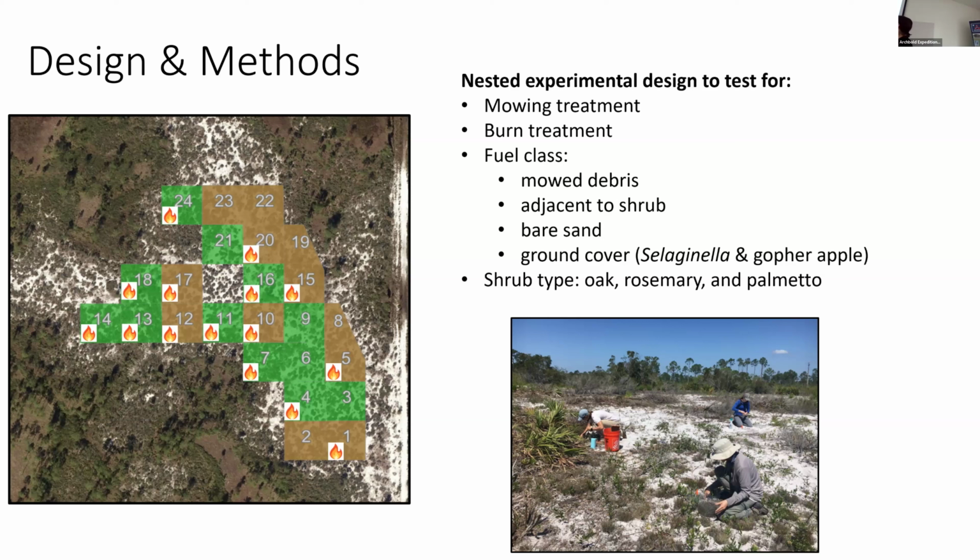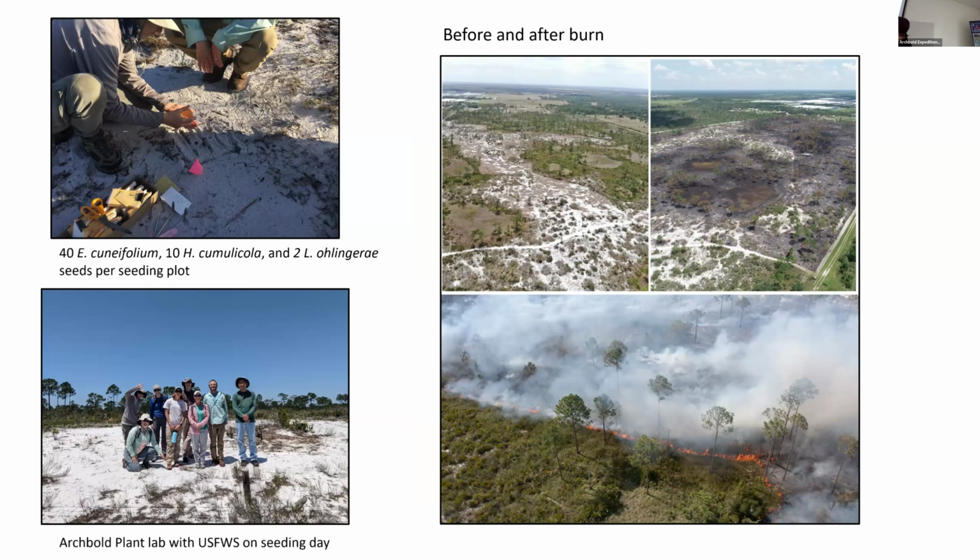And then in all of them, both the mowed and the unmowed, we're testing for whether the seeding plot is next to a shrub, whether it is in bare sand, like this person here, or whether it is on top of either naturally occurring ground cover, like the Selaginella and lichen I spoke of, or a handmade debris pile. So within that also, we're testing for shrub type, with the shrubs being oak, rosemary, and palmetto.